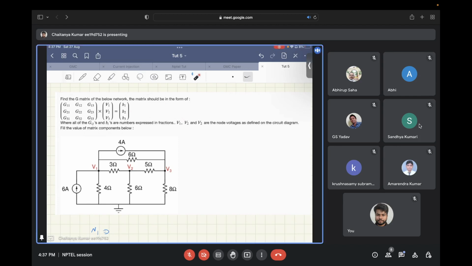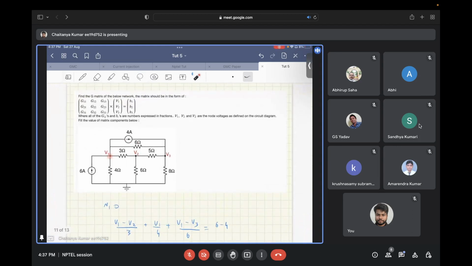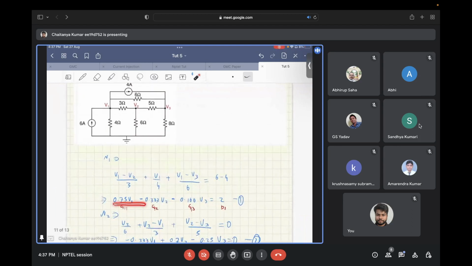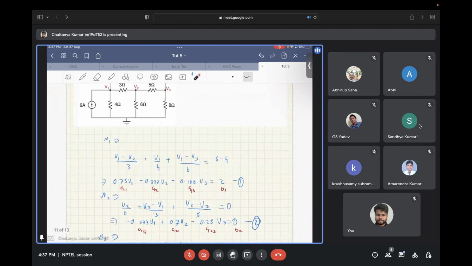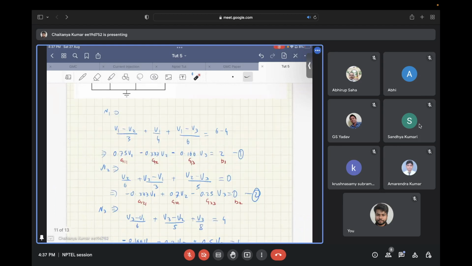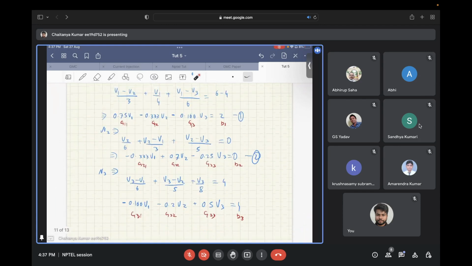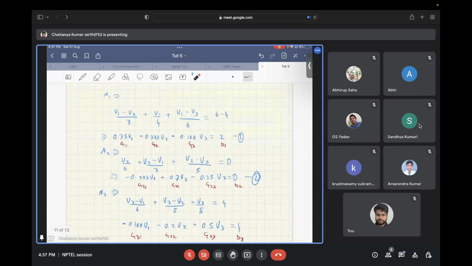Okay, so let's see the solution for this. Now, this is straightforward. There is no voltage source, so you need to apply KCL at the three nodes. If you do that, you will get the values of the coefficients of the G matrix as well as the B matrix. You just need to make sure that you don't make any calculation error in this. So this is a straightforward question. Any other doubt in this apart from the precision?